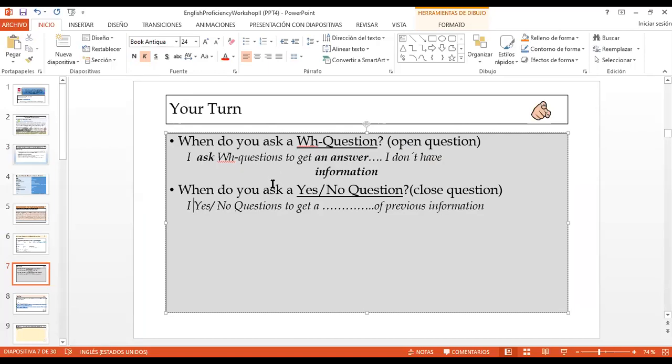The verb. I ask yes/no questions to get confirmation. Confirmation, yes, a confirmation. So do you like pizza? Yes, I do. So it's a confirmation of previous information. Excellent.